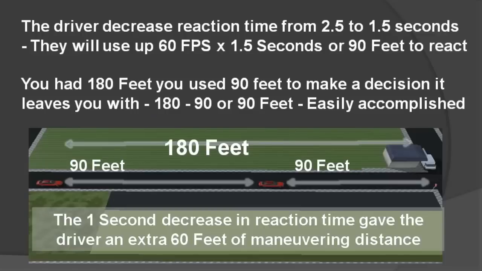Let's look at the same scenario, but with some different numbers. Through training, the driver has decreased their reaction time from 2.5 seconds to 1.5 seconds. The speed is still 40 miles an hour, which is 60 feet a second. So at 60 feet a second, times 1.5 seconds, the driver has used 90 feet to react to the problem. This scenario is easily accomplished. The difference in the two scenarios is the difference that 1 second makes. That 1 second decrease in reaction time gave the driver an extra 60 feet of maneuvering distance. In that 1 second, the scenario has gone from a disaster to doable.